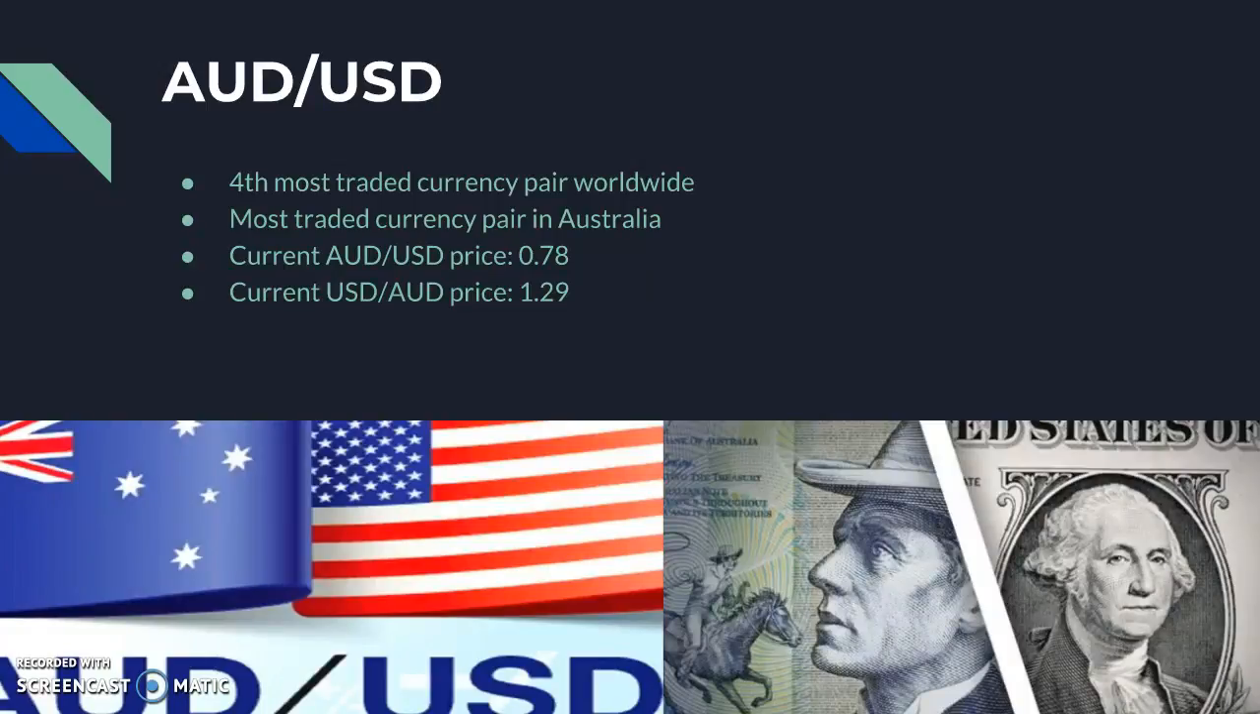According to STO, the Australian dollar US dollar currency pair is the fourth most traded currency pair in the world and is the most traded currency pair in Australia. As the market is 24/7, the Australian dollar US dollar exchange rate is changing as I speak. Currently, the Australian dollar is buying 78 US cents according to the Reserve Bank Australia. This means that for every one Australian dollar you trade, you get 78 cents of a US dollar. Conversely, the US dollar Australian dollar exchange rate, buying Australian dollars with US dollars, is approximately $1.29.